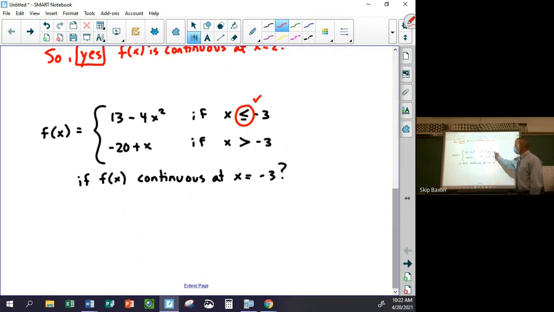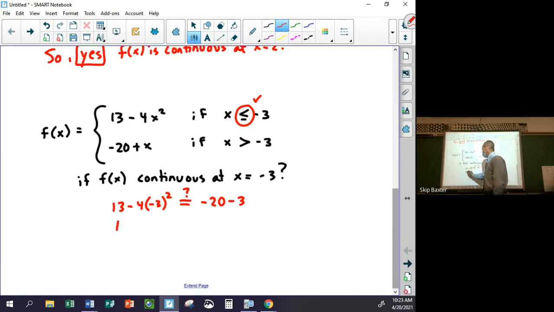The second part is substitute -3 into both pieces and make sure you get the same thing. So the question is, does 13 minus 4 times -3 squared equal -20 minus 3? That's the question. You just want to verify if that is true or not. If this isn't true, then the answer is no, it's not continuous because the limit doesn't exist, right? So I have 13 minus 4 times 9. That's 13 minus 36, right? Which is -23. And here I get -23.